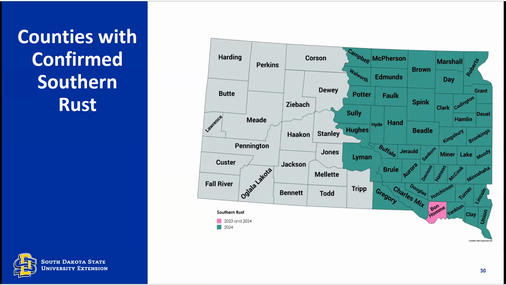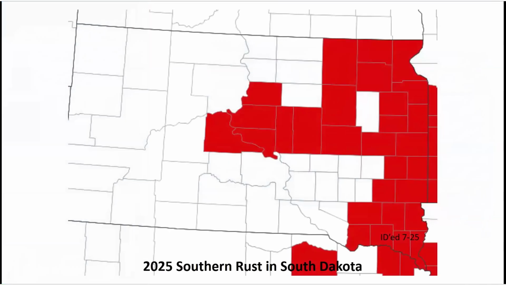All of the green counties, so pretty much all the same ones that had tar spot, like the 46 different counties, also had some level of southern rust out there. When we look at 2025, again, we saw a lot of the same counties that had southern rust previously had it again. Our sampling and ability to do that changed a little bit, but we did see quite a bit of southern rust out there. A lot of fungicide went on for southern rust.